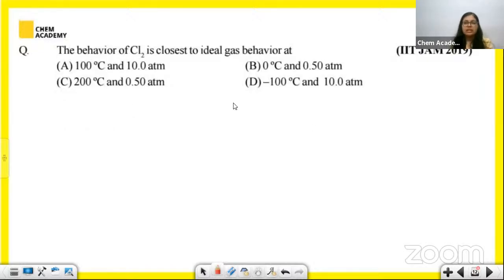So, the behavior of Cl2 is closest to ideal gas behavior at. The behavior of Cl2 is closest to ideal gas behavior at which of these? Quickly write in the comments and let me know which of these should be the closest to ideal behavior for Cl2. Let me know in the comments what you think should be the answer for this.